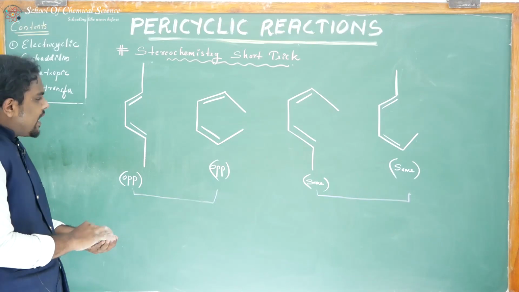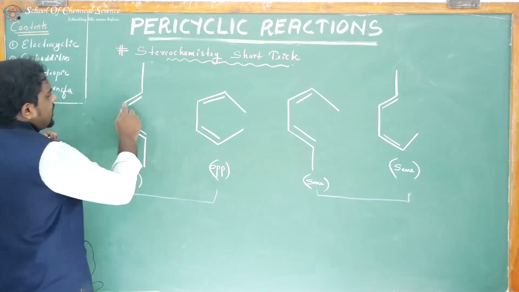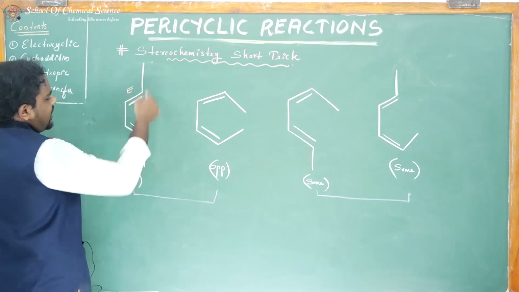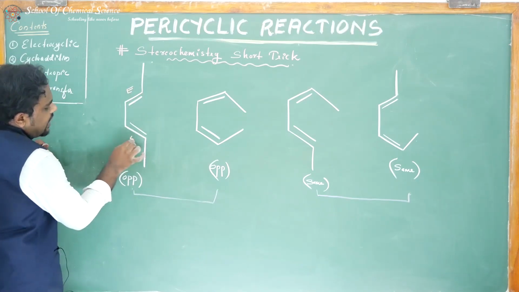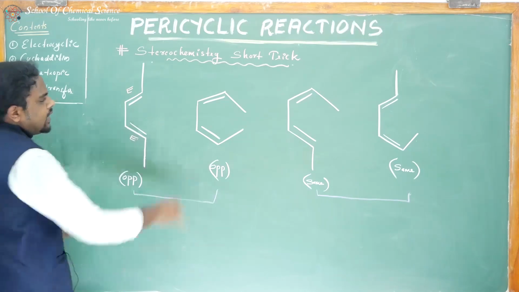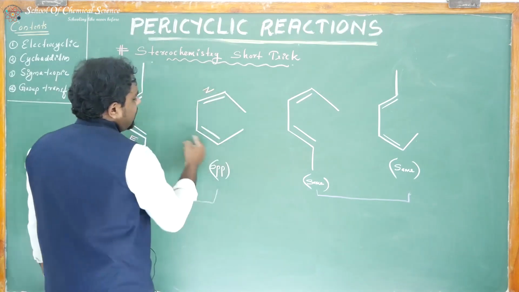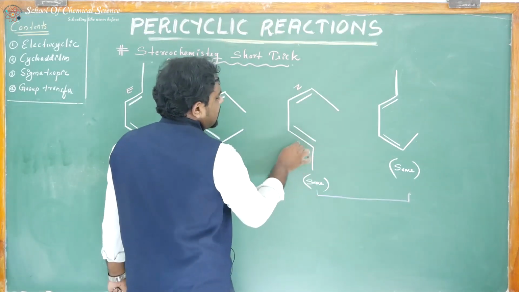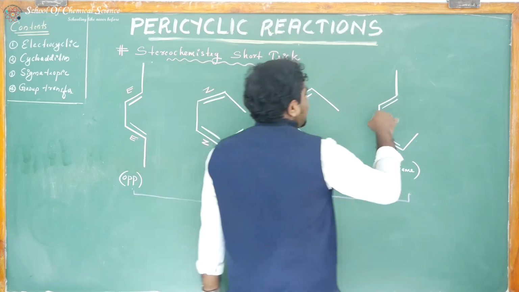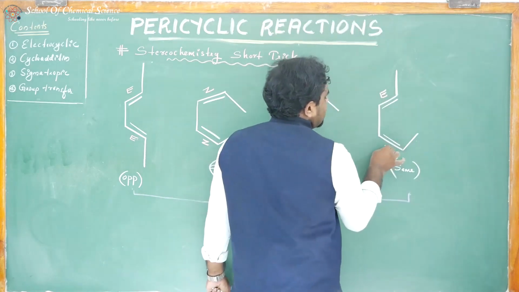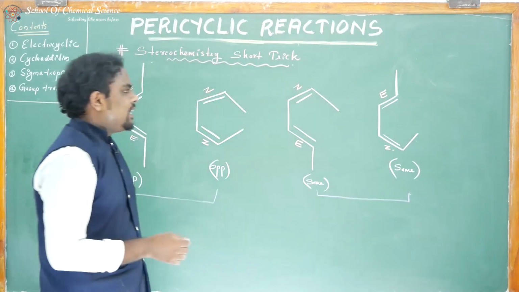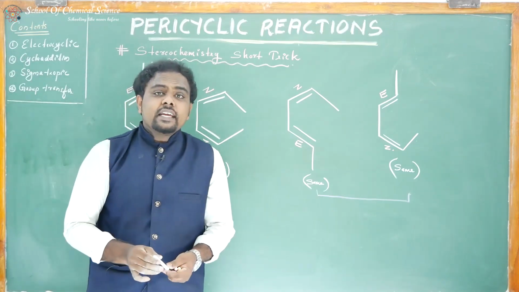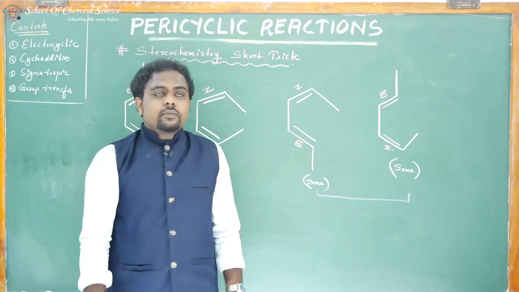Or we can also find this by asking, what is the stereochemistry of this alkene? This alkene is an E alkene. This alkene is also an E alkene. This alkene is a Z alkene. This alkene is Z, this alkene is E. This alkene is E, this alkene is Z. What is E and Z alkene? That detail we will study in stereochemistry.